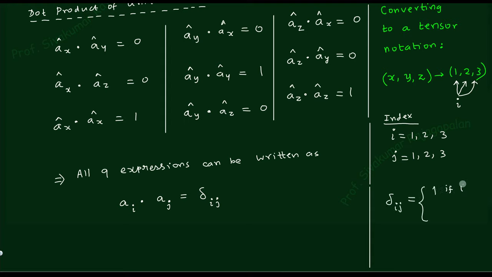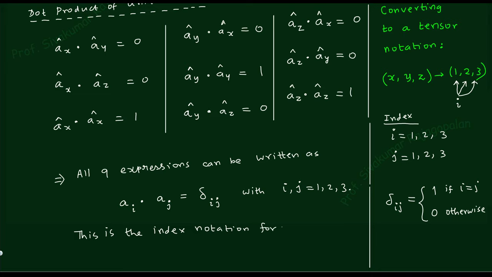And of course, delta_ij you already know, but let me write down the definition. Delta_ij equals 1 if i equals j, otherwise 0. That is the meaning that I am trying to write down. The point to be noted is that i and j will take the values 1, 2, 3. So this is the index notation. Now the index notation will become clear as we use it. Earlier you were using only one index. Now two indices are there. So this is the index notation for all the 9 expressions that you have.